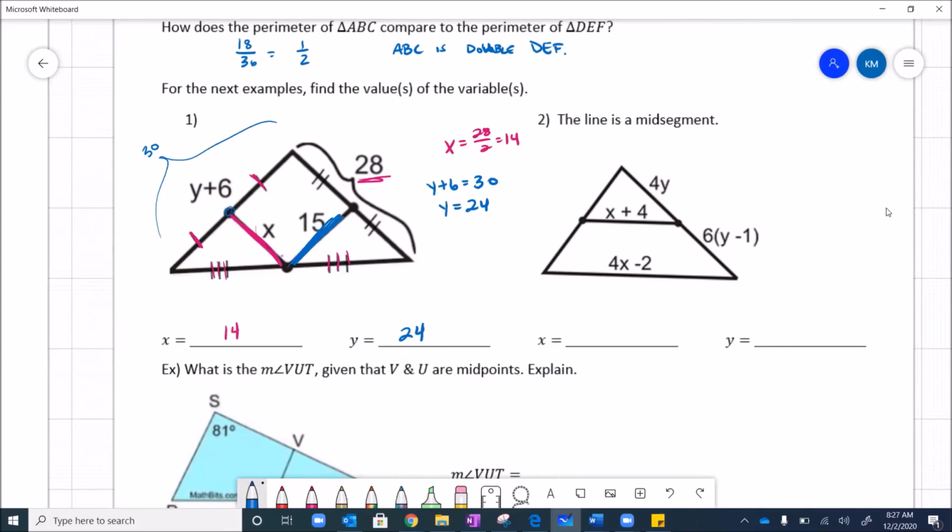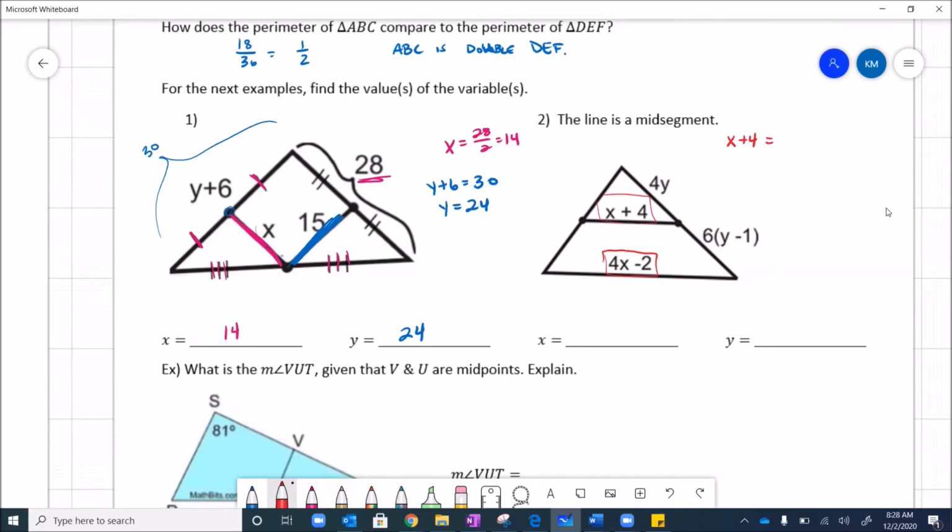Number 2, it says the given line is a midsegment. So now we don't have to worry about is it a midpoint or not. They basically told us they have to be. It's the definition of a midsegment. So now that we know that, there are 2 different types of problems, so let's solve these. X plus 4 and 4x minus 2 are the sides that we have to think about together. X plus 4 is half of 4x minus 2.